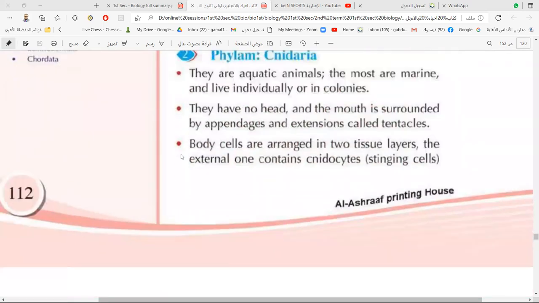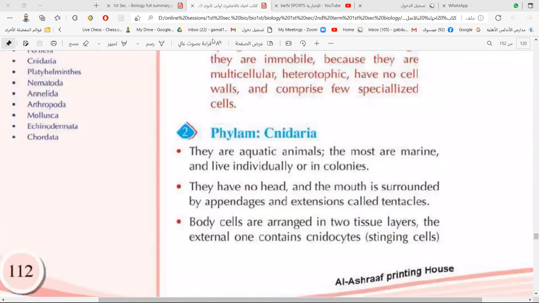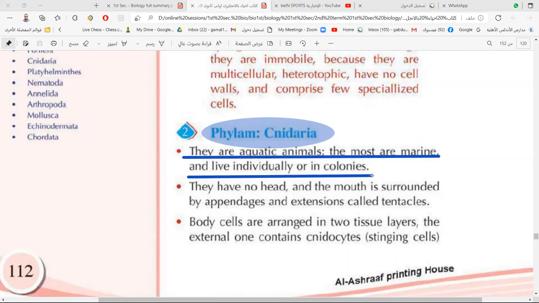Second phylum, we have phylum Cnidaria. شعبة اللاسعات. Cnidaria means the stingers. They have something to sting. They have some tentacles to sting the other living organisms. They are aquatic animals. Most of them are marine, living in seas and oceans. They live individually, single, or in colonies.